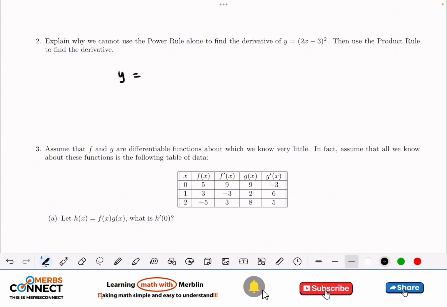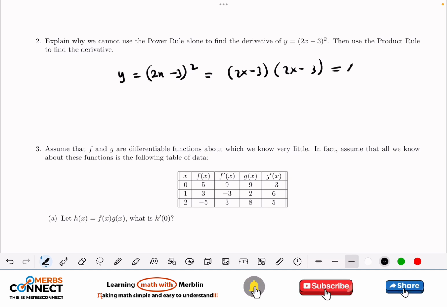y will be equal to, now this (2x minus 3) squared is the same as (2x minus 3)(2x minus 3). Good. So now we can see that this is the same as a, b. We have two functions, right? Then we follow the procedure, right? So this one, if you know how to do it, you can go straight through, but I will recommend doing this, as it will help you to differentiate all the functions.